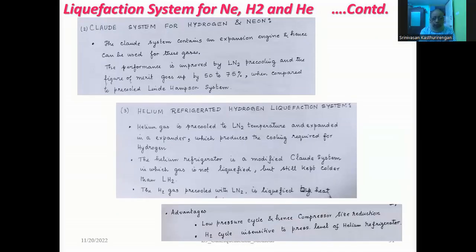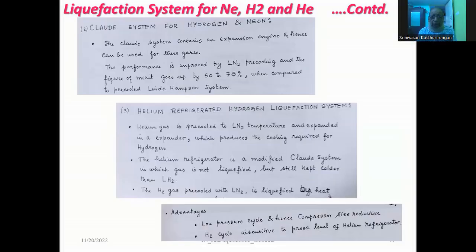So let us consider the Claude system for hydrogen and neon. The Claude system contains an expansion engine, and hence it can be used for all these gases because you don't need to do a pre-cooling in the Claude system, but you can also do a pre-cooling if you want. If you do that, the liquid nitrogen pre-cooling enhances the figure of merit. Figure of merit goes up by 50 to 75% when compared to the pre-cooled Linde-Hampson system, and thereby you will be able to have a higher production by the pre-cooled Claude system.